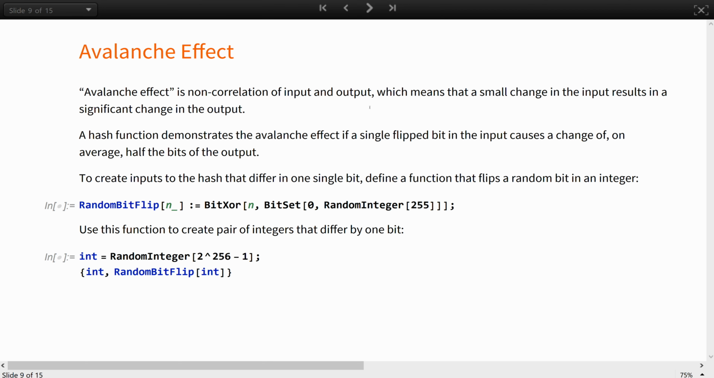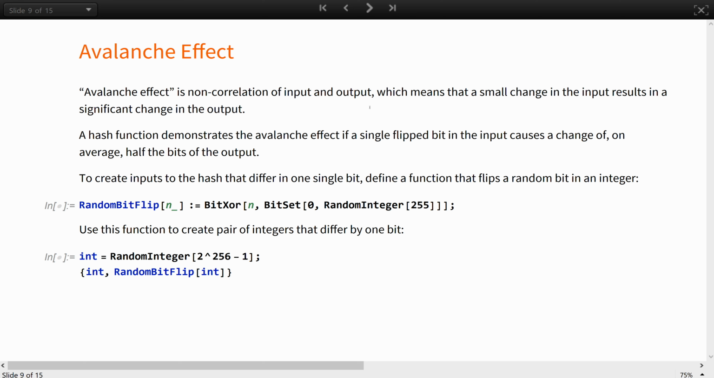Another important and desirable feature of a good hash function is the non-correlation of input and output, or the so-called avalanche effect, which means that a small change in the input results in a significant change in the output, making it statistically indistinguishable from random. A hash function demonstrates the avalanche effect if a single flipped bit in the input causes a change of on average half the bits of the output.